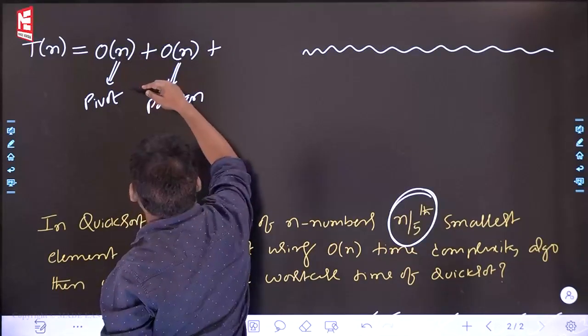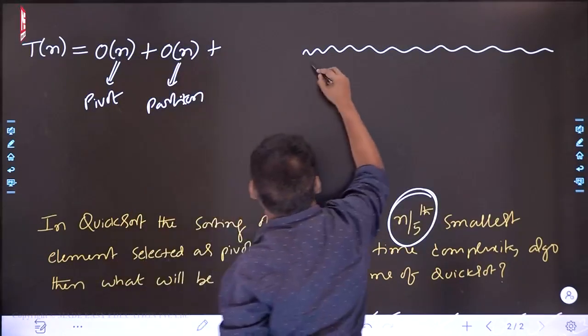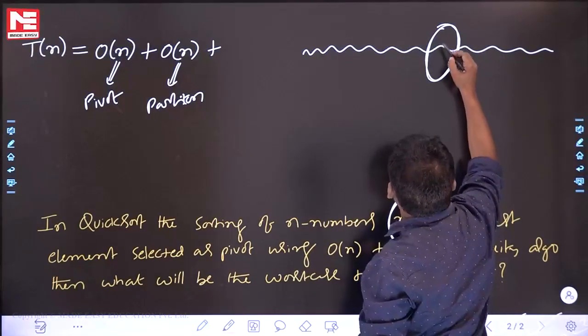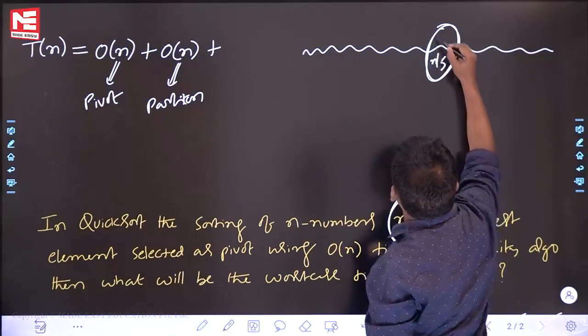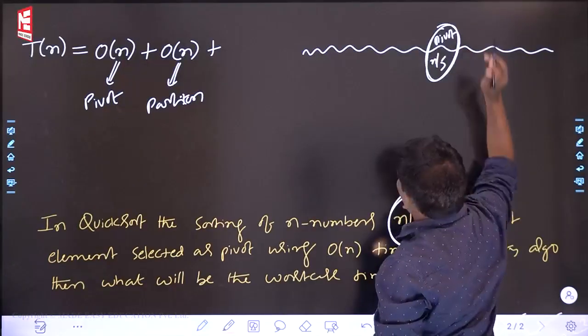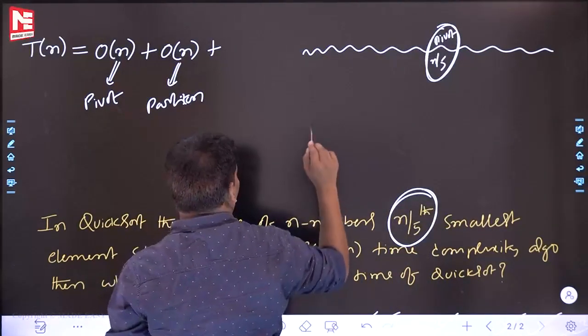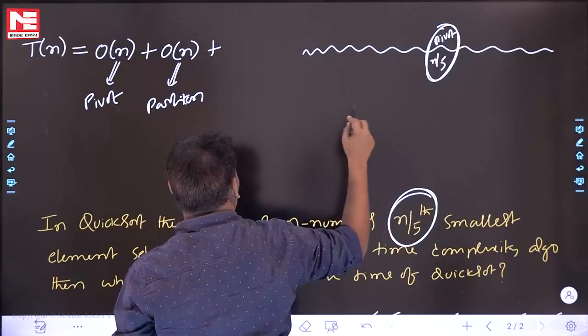The n by 5th smallest element. After the partition algorithm is over, the pivot element will go to the n by 5th place. This is the place, right? At the n by 5th place, the pivot element is there. Please be careful. The pivot element will go to the n by 5th place.